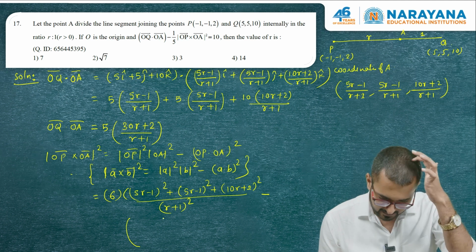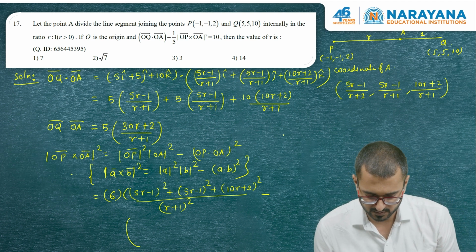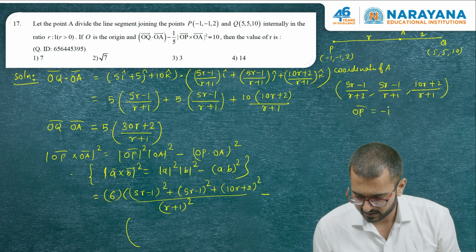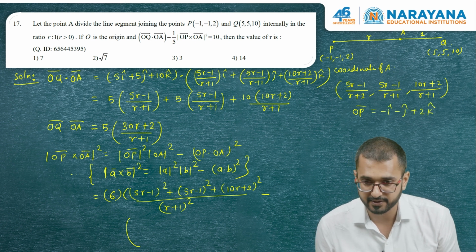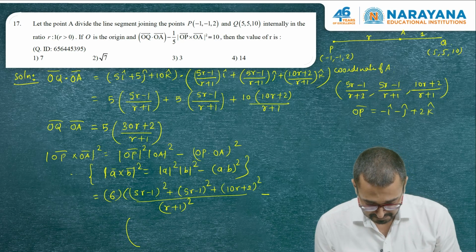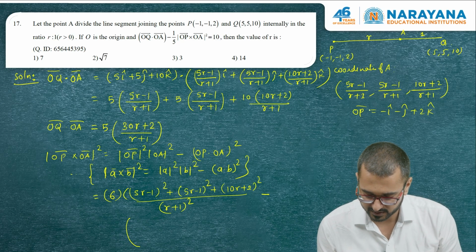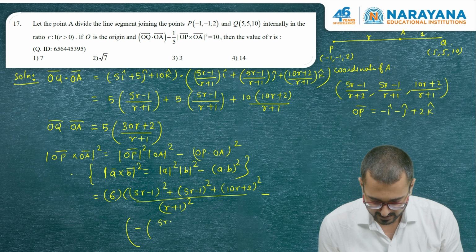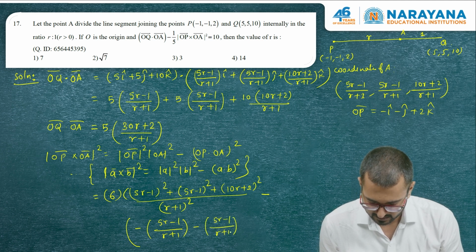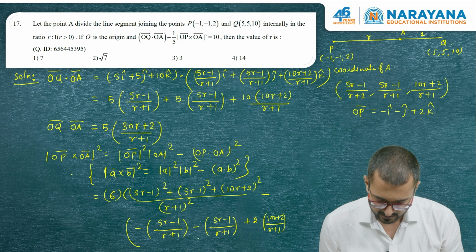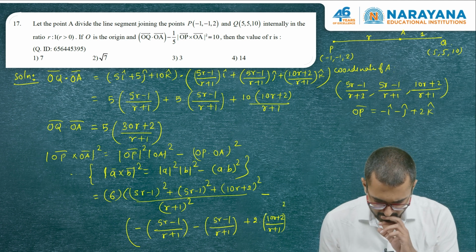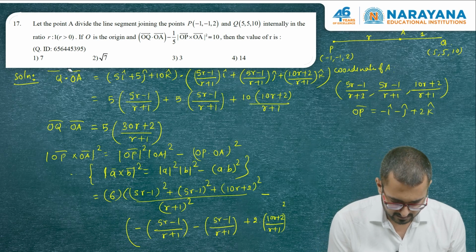OP is basically minus i minus j plus 2k. So you can write here OP bar is equal to minus i minus j plus 2k cap. And now we want OP dot OA. OA is here, this is my vector OA. So let's multiply it. This will give me minus (5r minus 1)/(r plus 1), and then again minus (5r minus 1)/(r plus 1), and then plus 2 times (10r plus 2)/(r plus 1). Done. This is squared in total. So now I'll be removing this, this is not required.